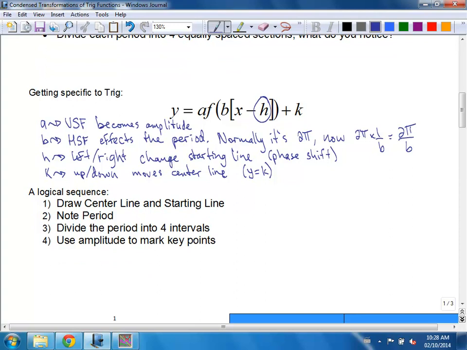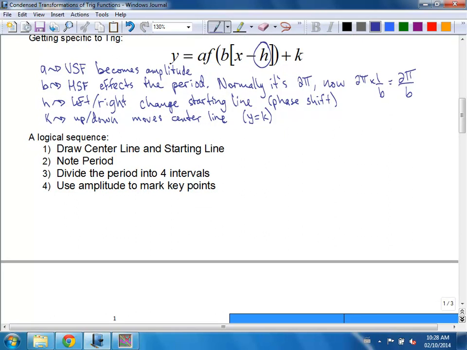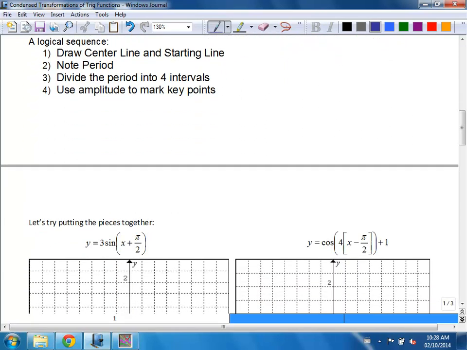So this is a suggested sequence that helps you keep yourself organized. Again, if you forgot it all, that's fine. Transformations still work like you already know them. You can map key points and replot them, but this is a speed thing. So for trig, this is going to help you get the fastest trig graph plotted. But again, not to say you won't be able to do it with just a simple mapping from your transformations. So let's give it a shot.